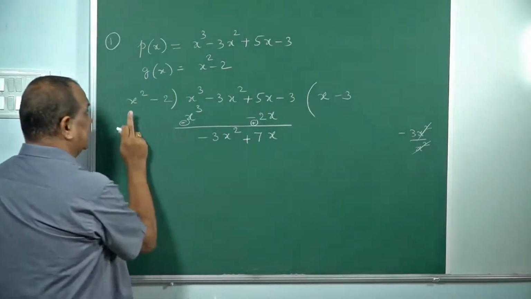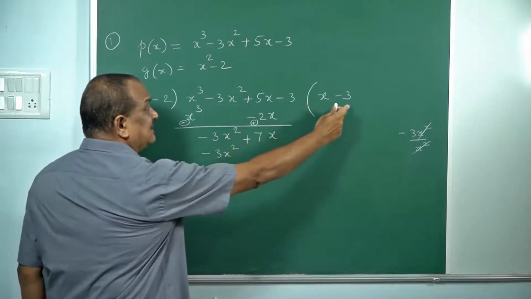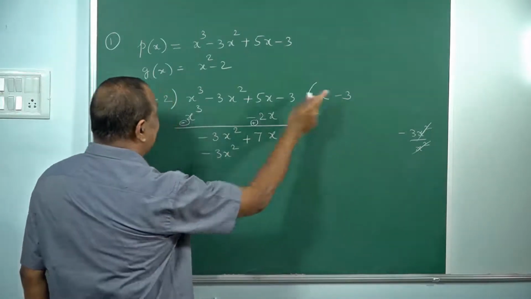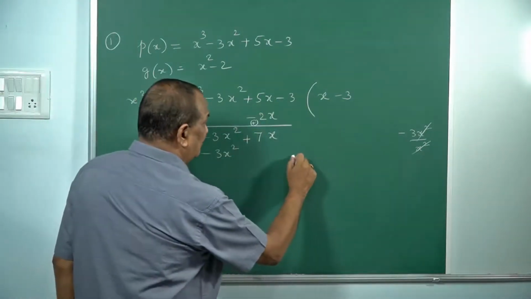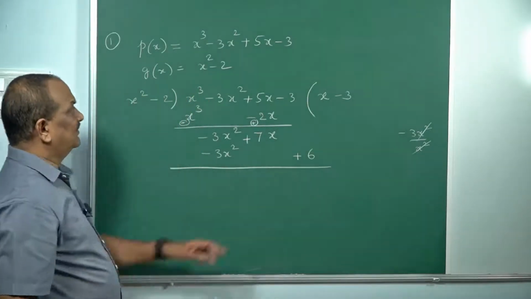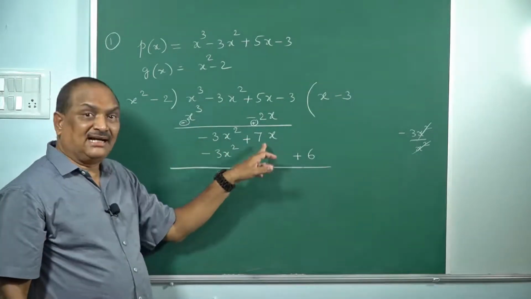Minus 3 times x squared, minus 3x squared. And minus 3 times minus 2, plus 6. Minus 3 times minus 2 plus 6. I repeat, minus 3 times minus 2 plus 6. I don't want to write it under x actually.